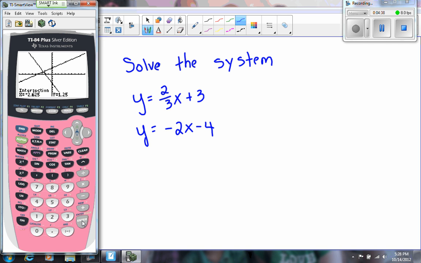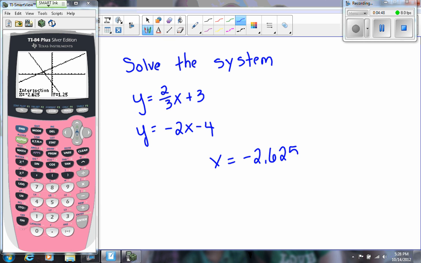So my solution that I get when I do that is x equals -2.625 and y equals 1.25. That's what I would have got. Actually, if you look back at your notes from a previous day, that's what we got when we solved those algebraically by setting the two expressions equal to each other.